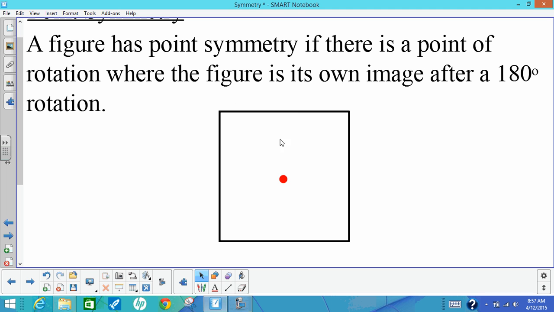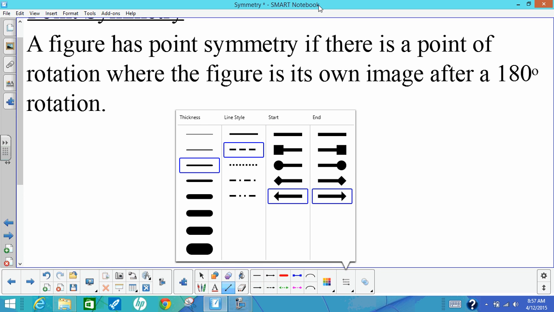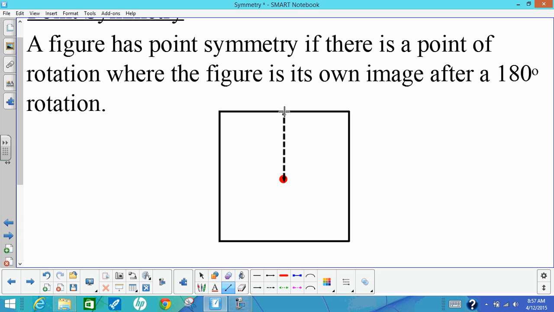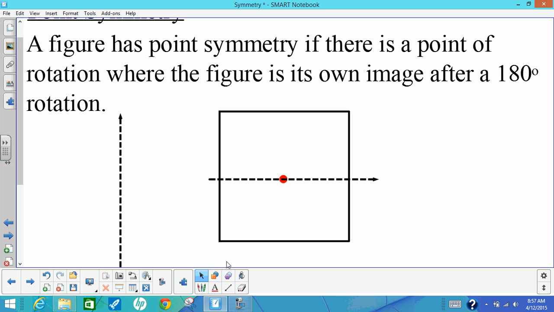You might also notice that this square has line symmetry, so I can put a line down the middle and if I reflect over this line, the picture is unchanged. I could also put a line horizontally through the middle, reflect over that line, and it would remain unchanged. So squares have a lot of symmetry.